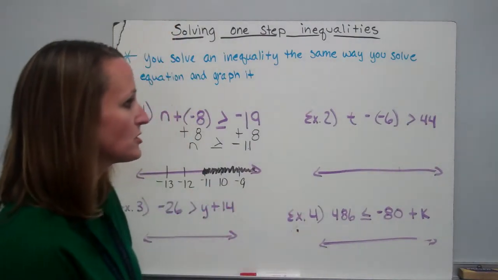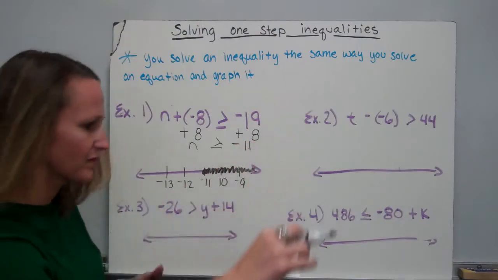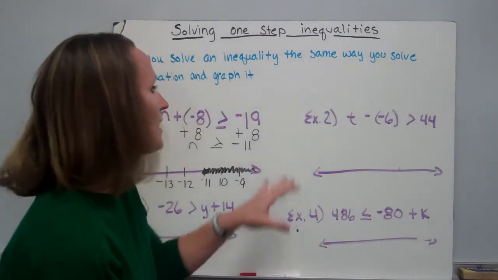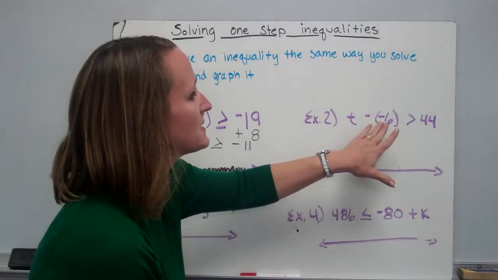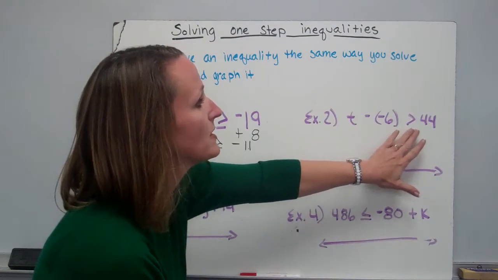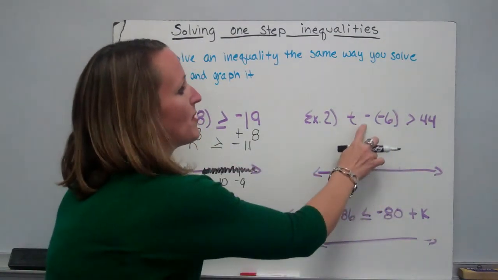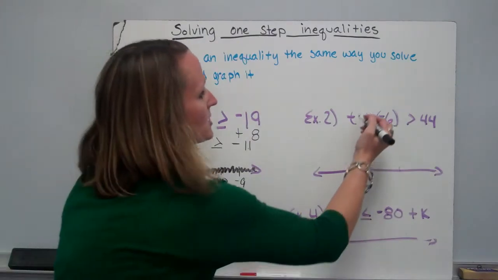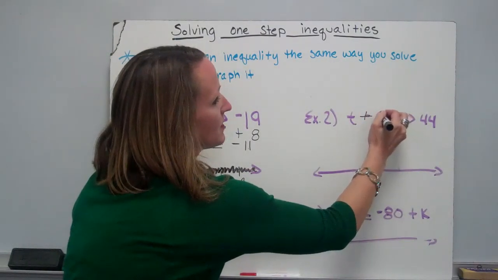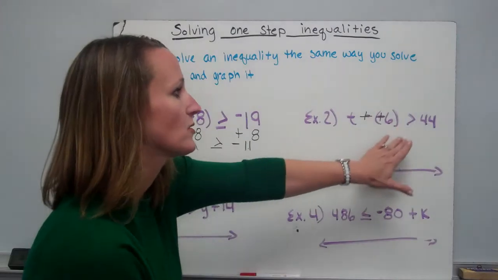Okay, so let's look at example 2. Alright, so I have t minus negative 6 is greater than 44. So minus and negative, use same switch change, so this becomes plus positive 6 is greater than 44.